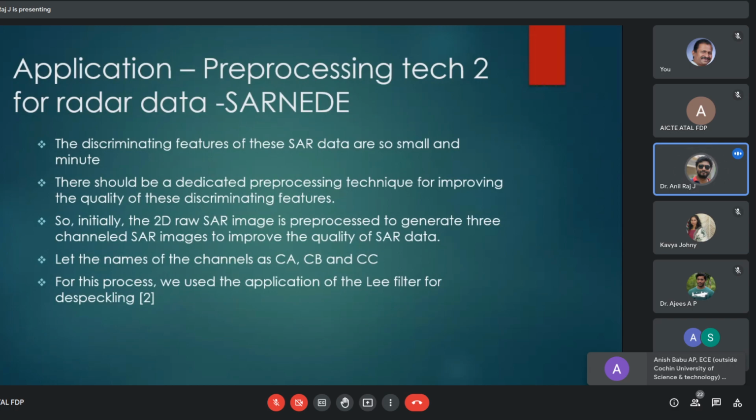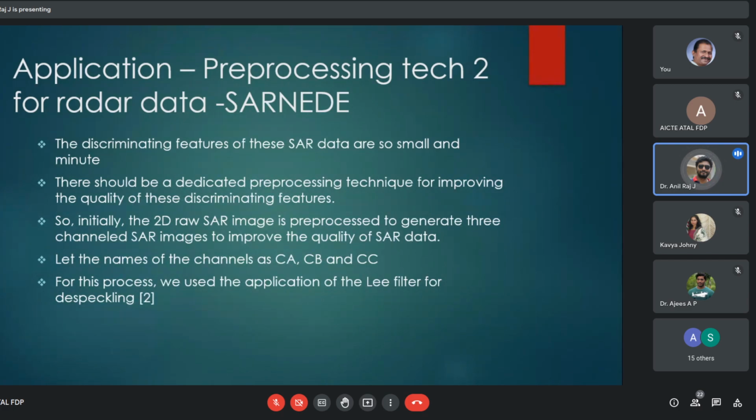Let's continue to the second technique of using radar data in the deep learning model. We have already understood the previous technique very well, so let us move to the second technique. The main problem with radar data is that the discriminating features are so small and minute. In normal images, like face recognition, object detection, human detection, and human pose estimation, the objects have a relatable size with respect to the frame of the image.